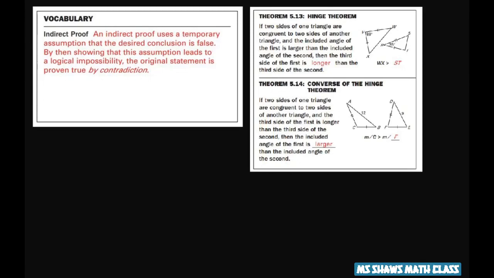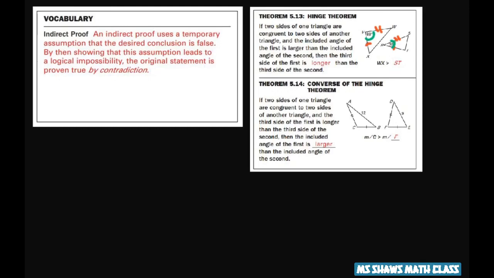If two sides of one triangle are congruent to two sides of another triangle, for example here, these two sides are congruent, and then these two sides are congruent, and the included angle, so this means the angle that's in between the two congruent sides, of the first is larger than the angle of the second, then the third side of the first is longer than the third side of the second.